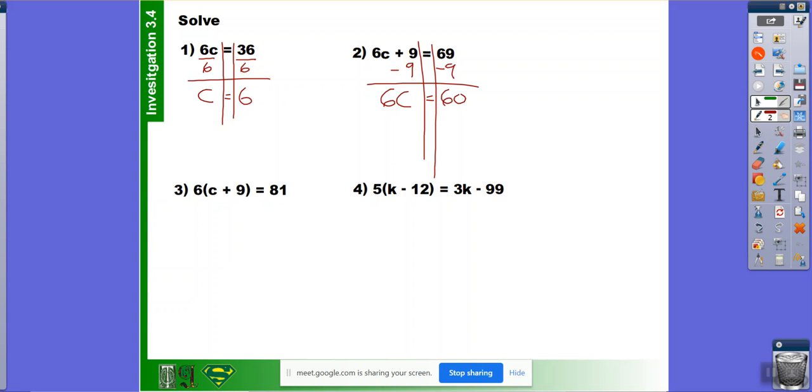Okay. And then I divided both by 6. And that got me 10. No, it got you C on the left side equals 10. Yeah, C equals 10.